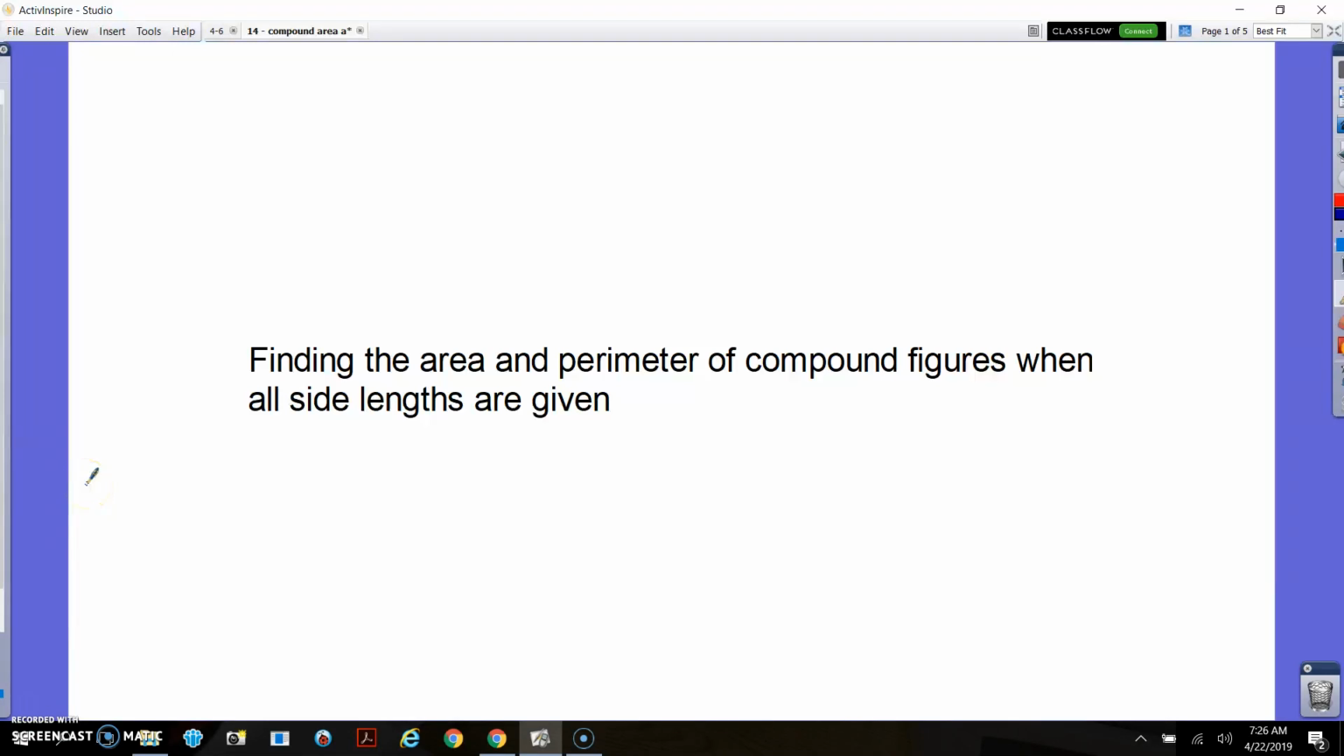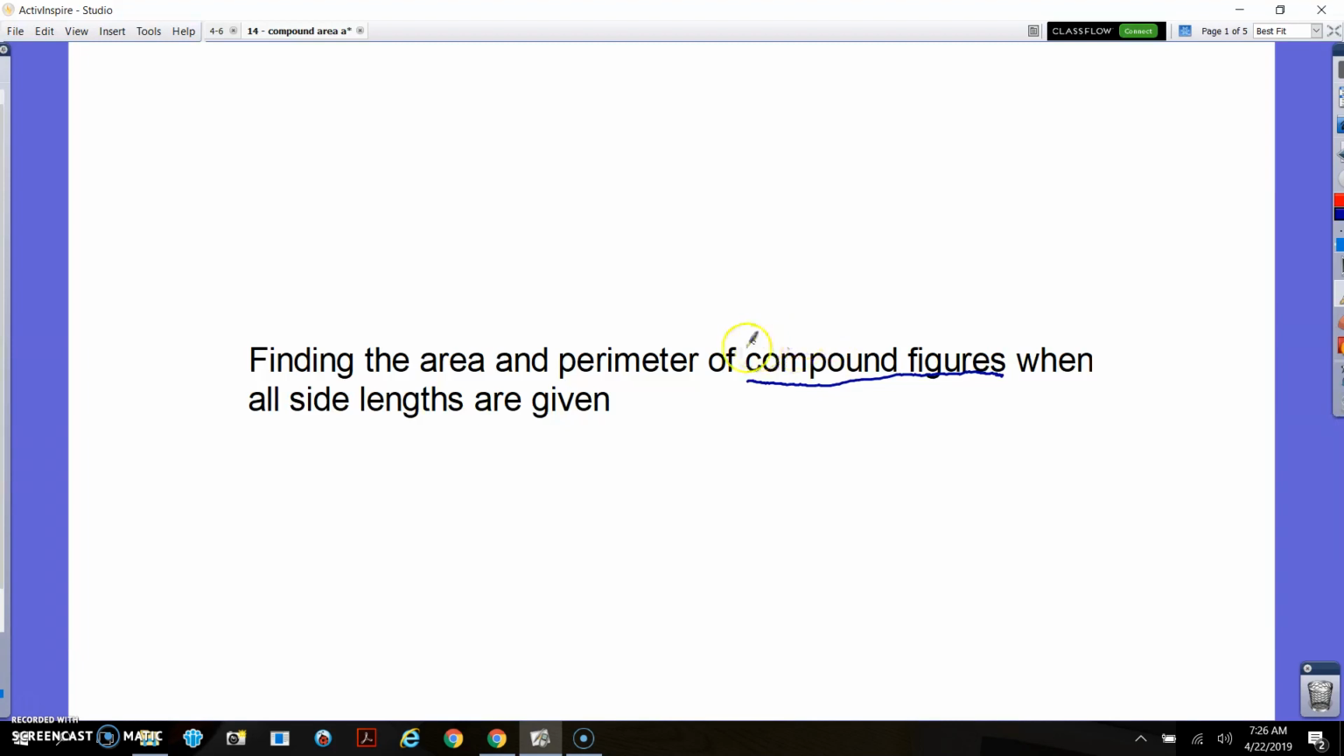Hey there, fourth grade. We're going to talk about area and perimeter some more today. Today we're going to talk about finding the area and perimeter of compound figures. Starting today, we're going to do all the side lengths being given. In the future there will be a day when some of the side lengths are missing. Those can be a little trickier.